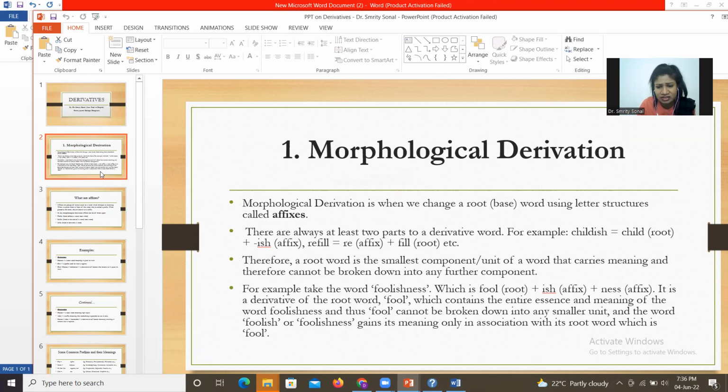Now, here we see there are many other words like fool, foolish, foolishness. So the root word remains fool, and when you add ish to it, it becomes a new word, foolish. And when you add ness to it, it becomes another new word, foolishness. But the root word remains fool. And so this is how we see that one root word is made into new words. This is called morphological derivation, by adding new affixes every time to it.